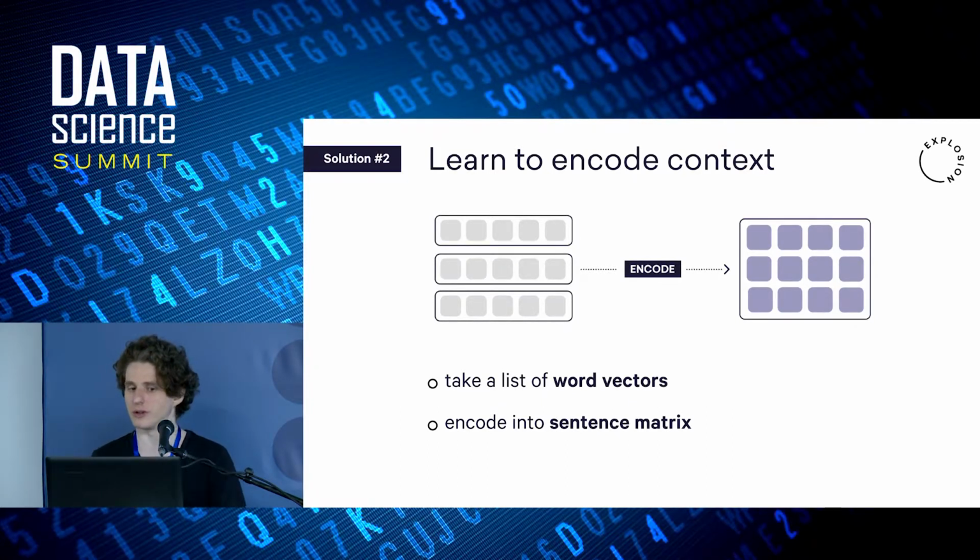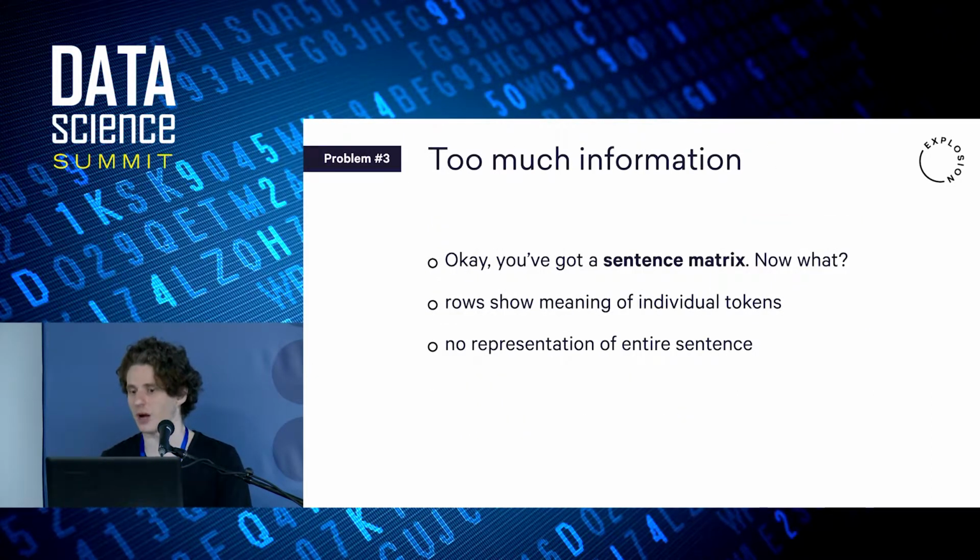So finally, step 3. If we have this representation of a whole sentence, and we've got one row for each word in the sentence, even if those rows are kind of context sensitive, we still have too much information. We've got this matrix representation, and we really want a summary of all of the information in that sentence. So how can we make this sort of context-aware summary?